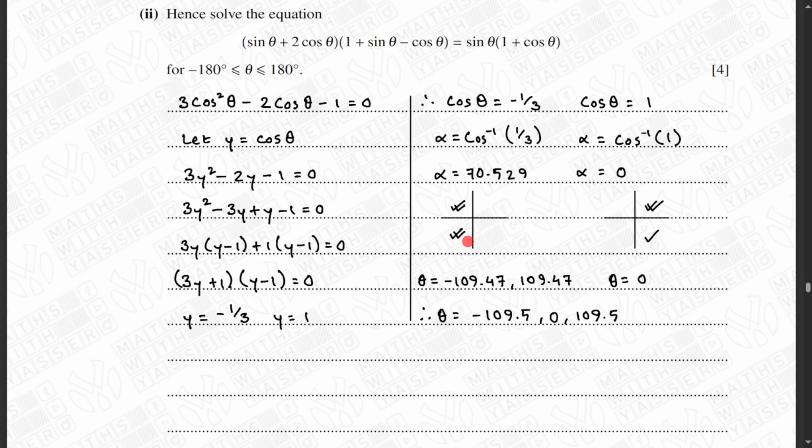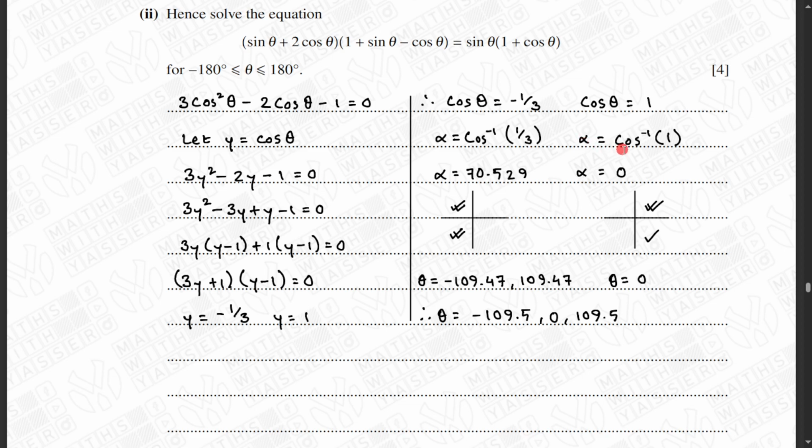So let's first find the negative value. So the negative value will be 180 minus 70.529, which gives us 109.47. But since it goes clockwise, it will be -109.47. And to get the value in the second quadrant, we again take away 70.529 from 180, and that gives us +109.47. And when cos theta equals 1, let's first find the basic angle.